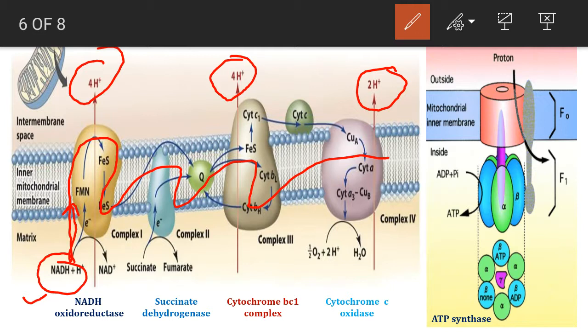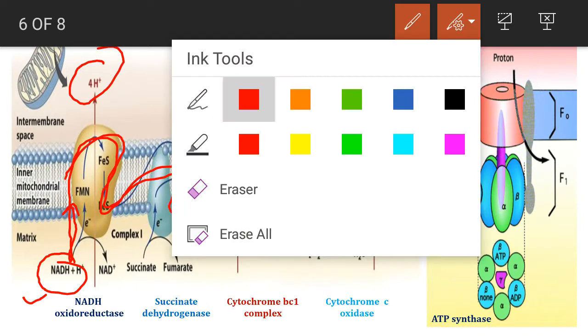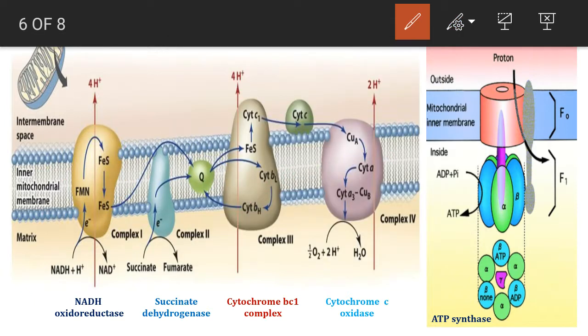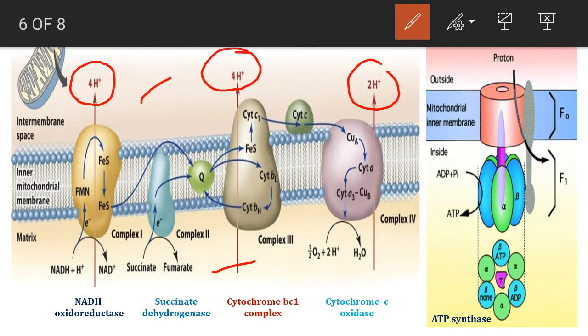That means because of oxidation of NADH, there is a release of a pair of electrons. This pair of electrons will pass through the various constituents of the electron transport chain, and during that transfer a total of 10 protons will be transferred from the matrix to the intermembrane space.